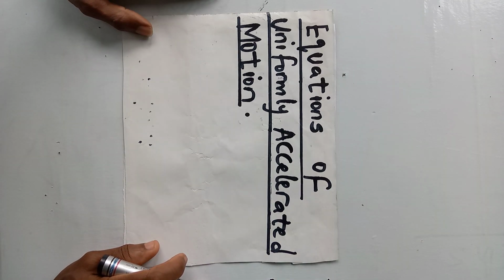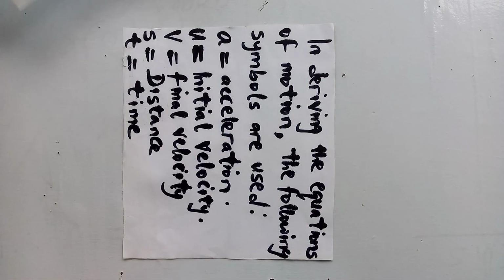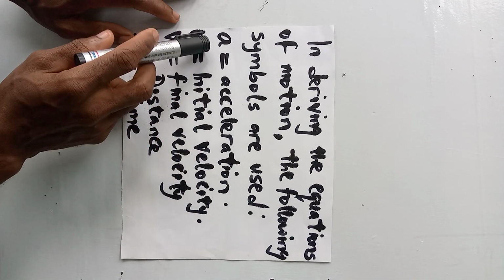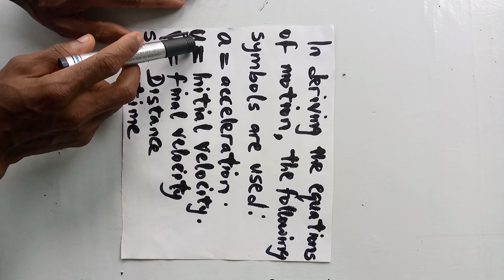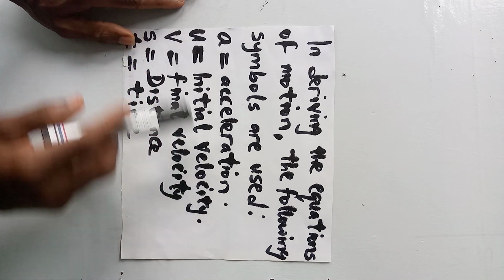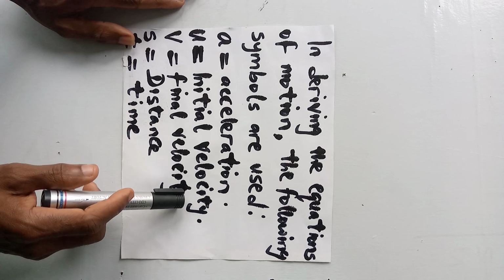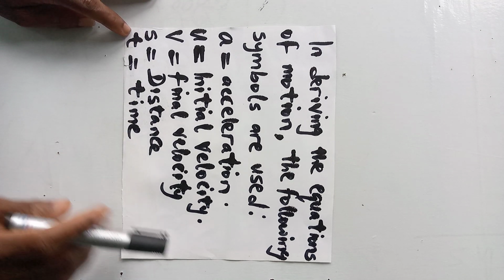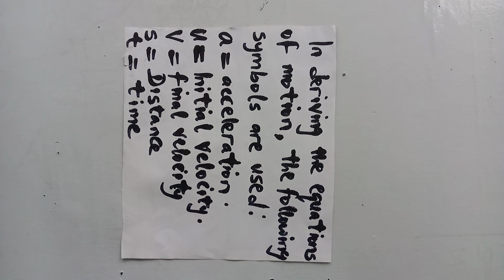In this video, we are going to be deriving the equations of uniformly accelerated motion. Okay, quickly, let's check what we have. In deriving the equations of motion, the following symbols are used. A represents acceleration, U represents initial velocity, V represents final velocity, S is distance, and T is time. So quickly, let's look at the first equation of motion.